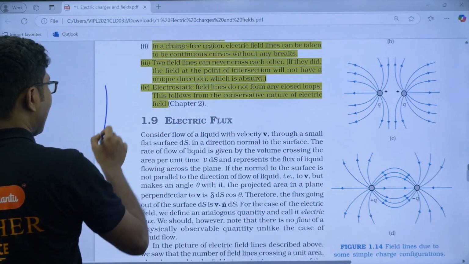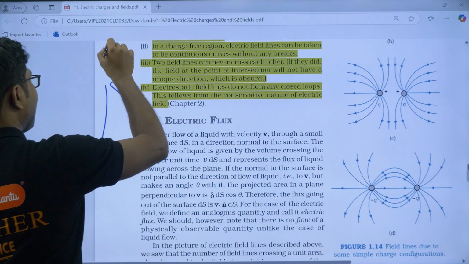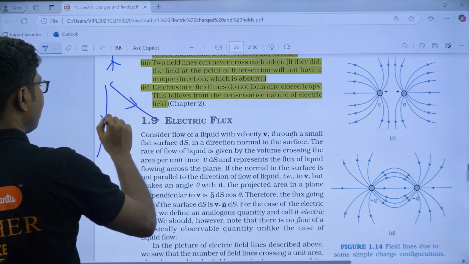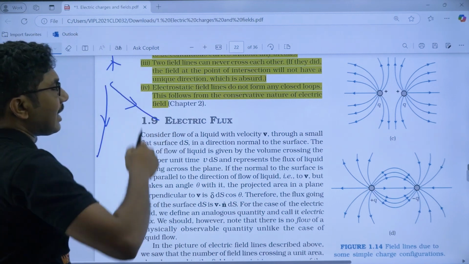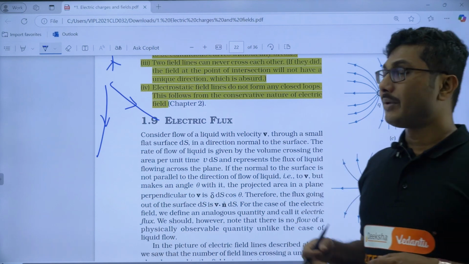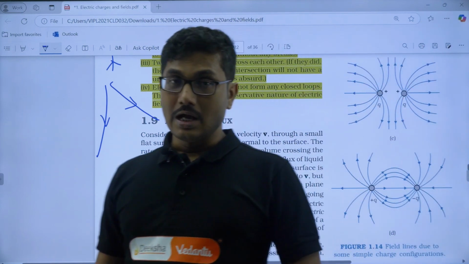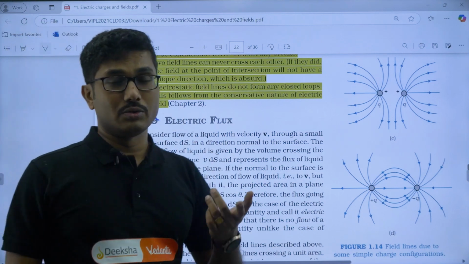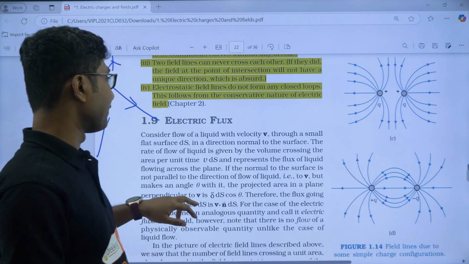It can go like this, it can go in the other direction, and it is very important to draw the arrows to show the direction, but the lines will never come back and cross each other. They will never ever close on each other. In the other case, magnetic field lines are closed loops. We will see that in the magnetic field chapter.